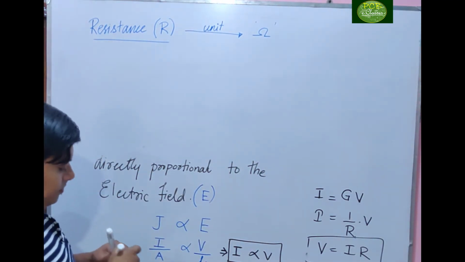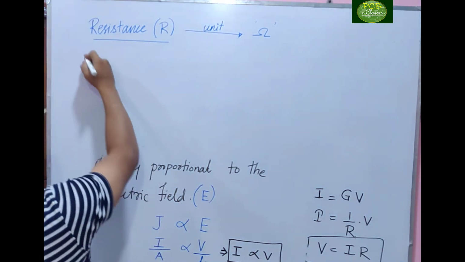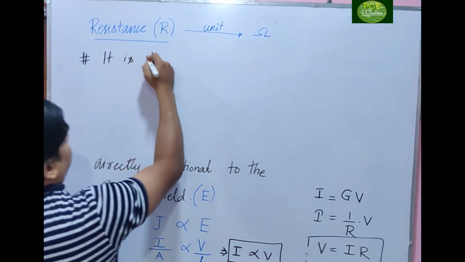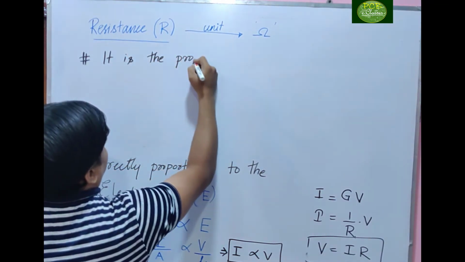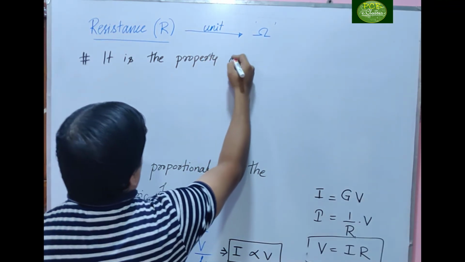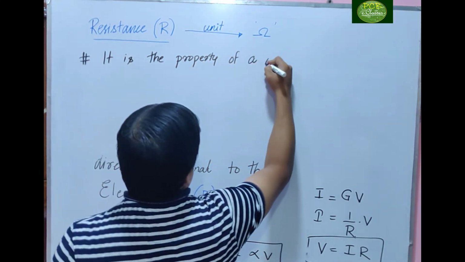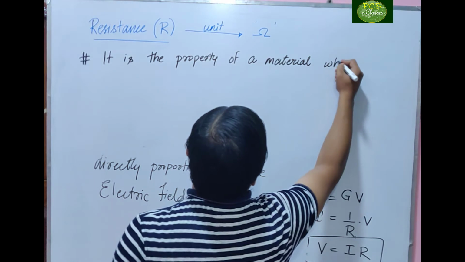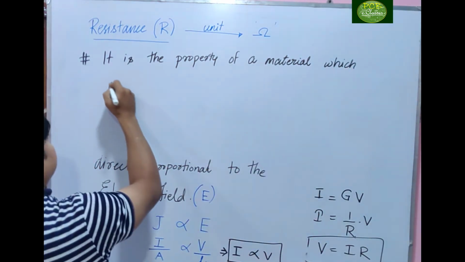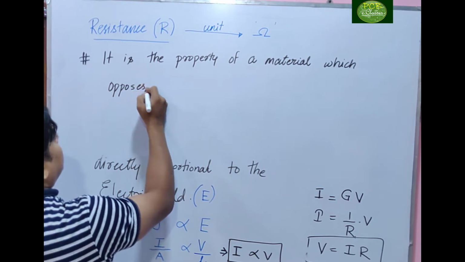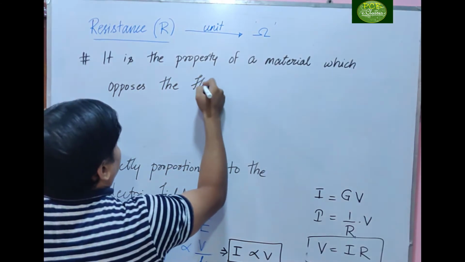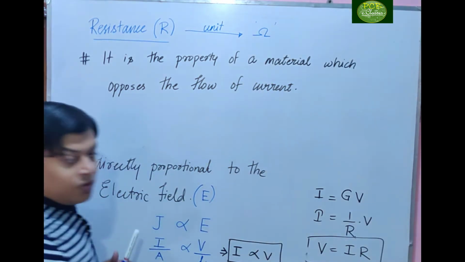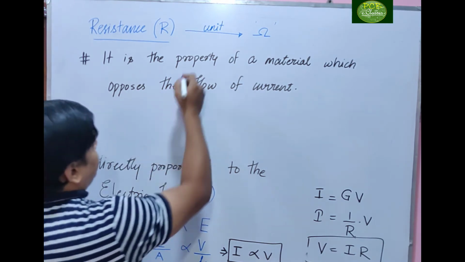Clear? How is it defined? Basically, it is a property of a material which opposes the flow of current. What is that? It's a property.